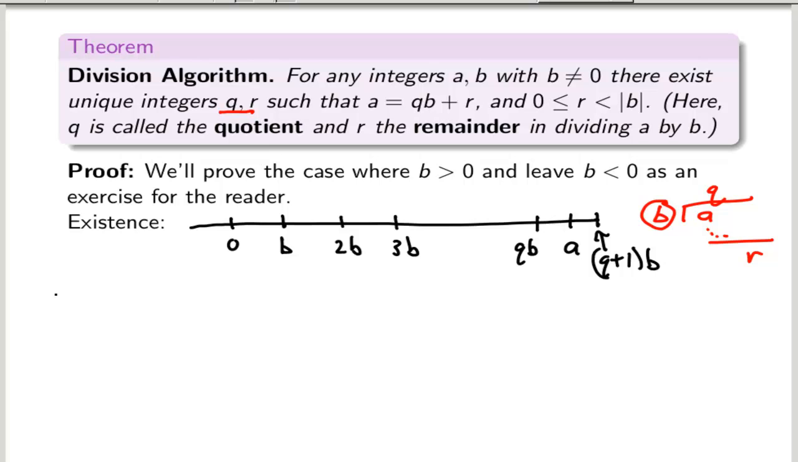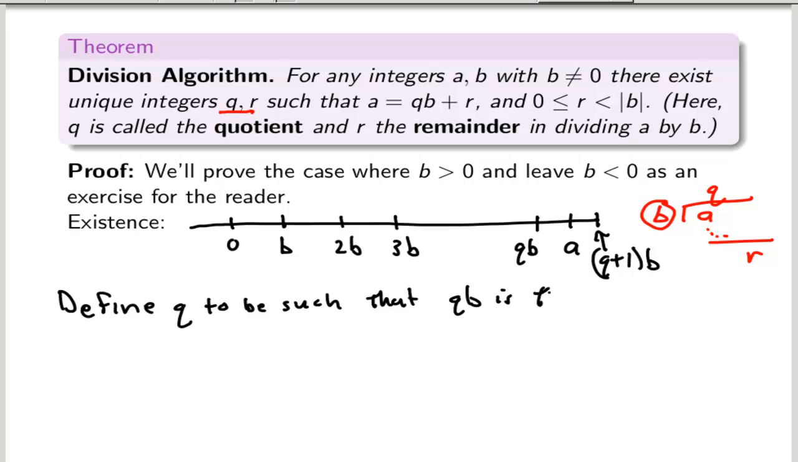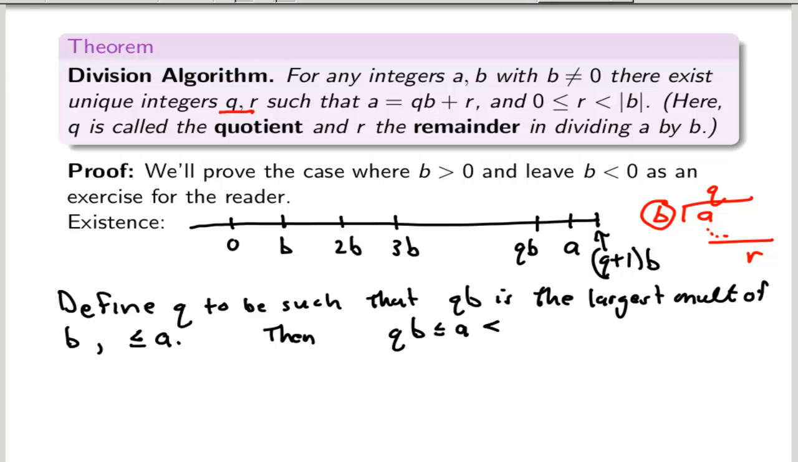So I'm going to define Q to be such that QB is the largest multiple of B less than or equal to A. So then we would have QB is less than or equal to A. That would be strictly less than (Q plus 1)B, because that's a larger multiple of B.